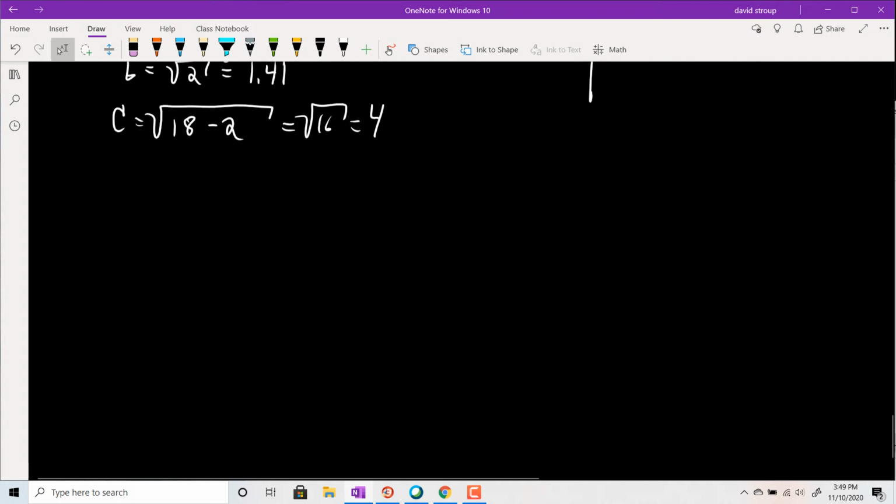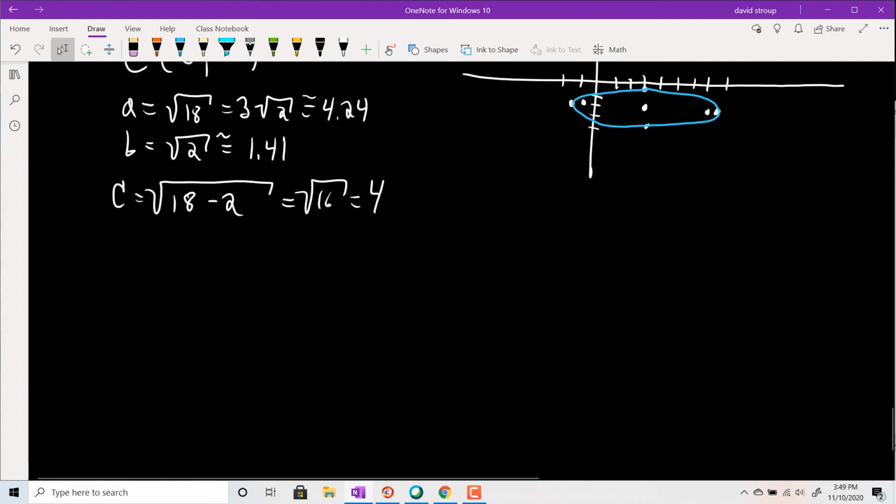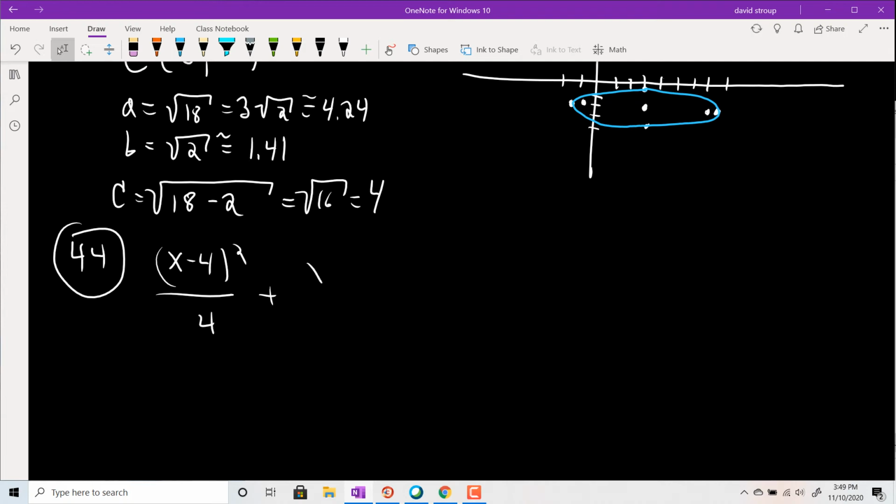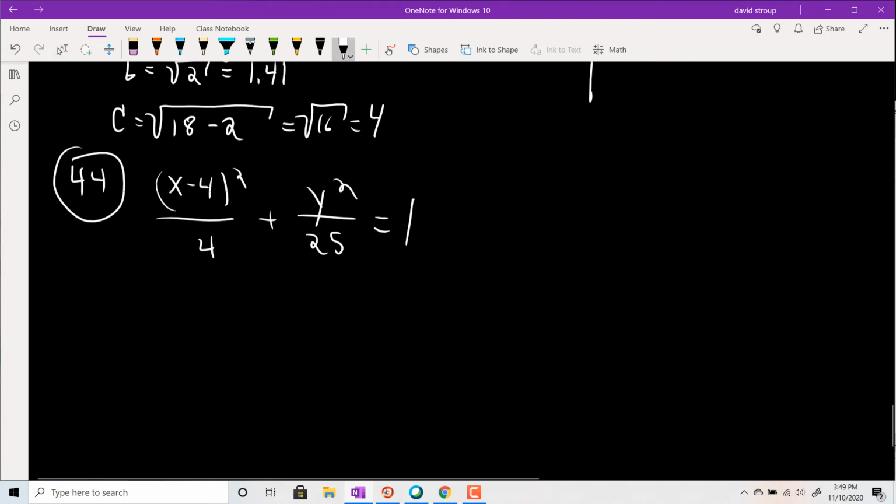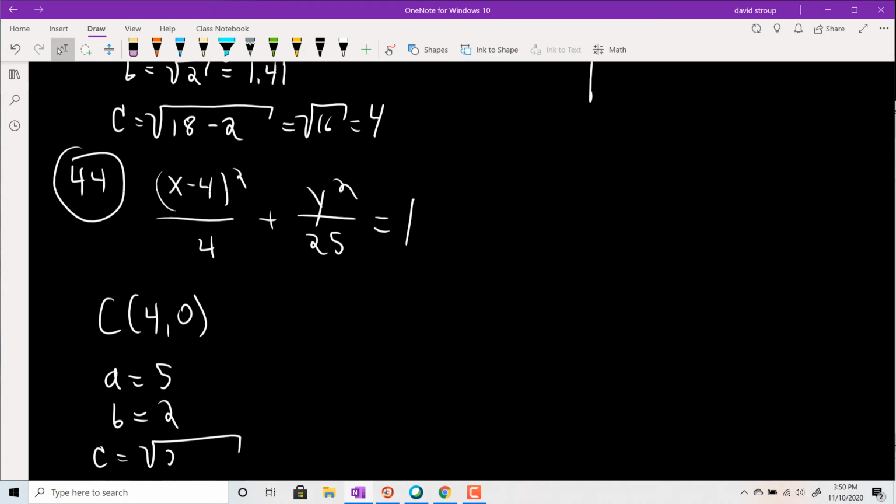Okay. They can make these problems a lot harder with completing the square. Let's look at one more before we hit that. Let's look at 44. So you have x minus 4 squared all over 4 plus y squared all over 25 equals 1. Okay, so in this problem, the center is going to be at 4, comma 0. And then the a value is 5, the b value is 2, and the c value is the square root of 25 minus 4, which is the square root of 21, which is about 4.58.